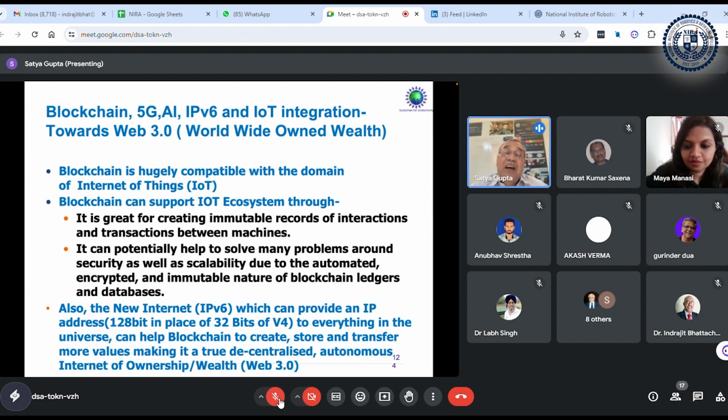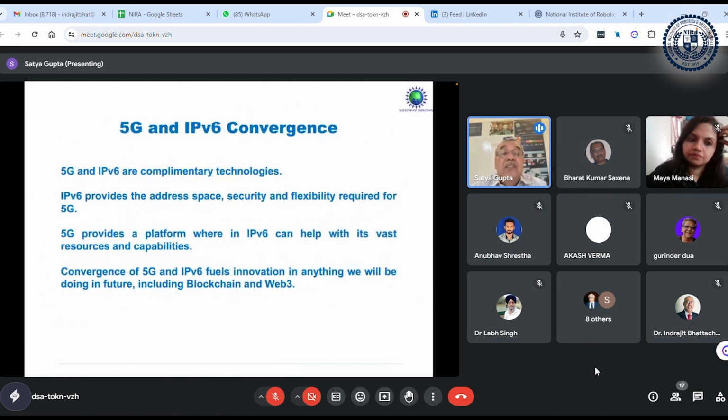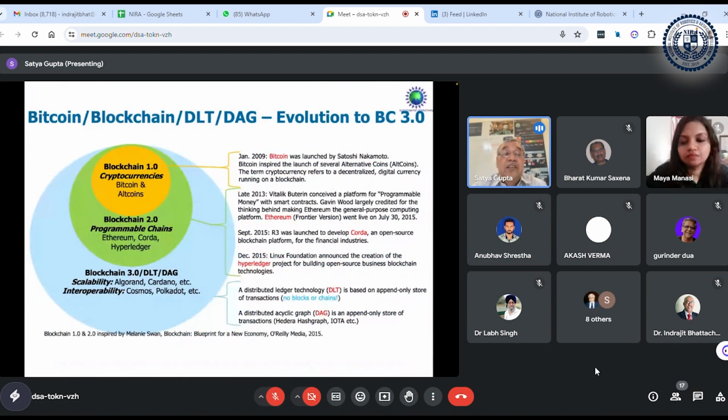So worldwide web, of course, we all know. Earlier it was read only, then it became read, write, then metaverse we are there, and the worldwide web 3 will become ownership: read, write, own. And that is what I have shown in this diagram, which will be my last slide.